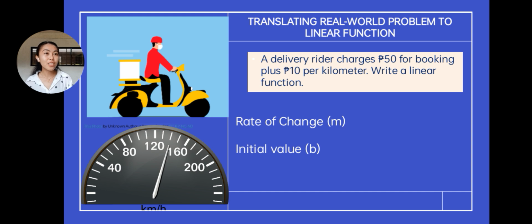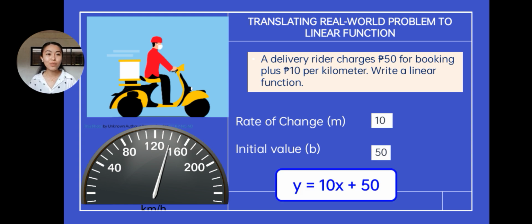A delivery rider charges 50 pesos for booking plus 10 pesos per kilometer. Write a linear function. So first, let's identify your m or the rate of change. What do you think is the value of m here? Alright, it is 10. What about the initial value? Brilliant, it is 50. And now, how are we going to write it as linear function? You are spot on, it is y is equal to 10x plus 50.